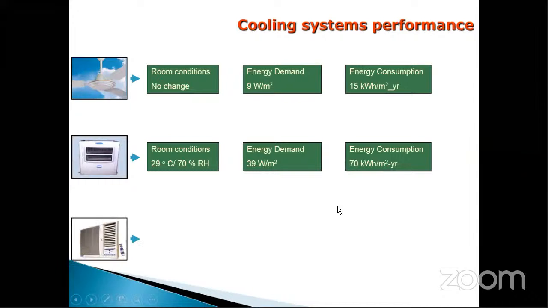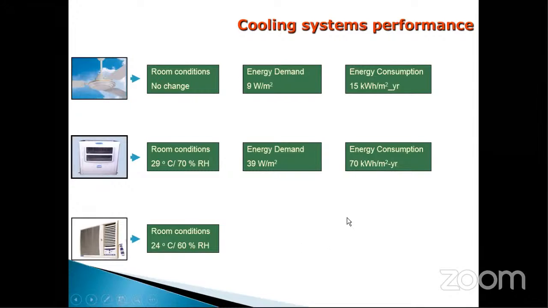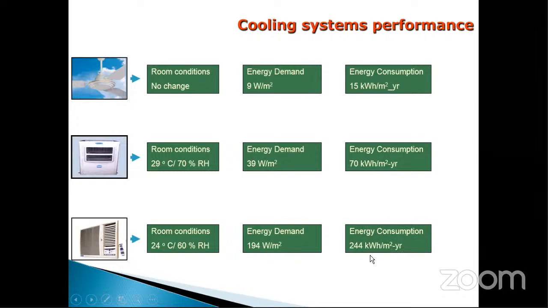Now moving towards air conditioners. Yes, air conditioners can provide you sensible and latent both cooling. You can also reduce the latent load, but at what expense? You can see the power consumption of air conditioners is 194 watt per meter square, and per year this comes around 244.